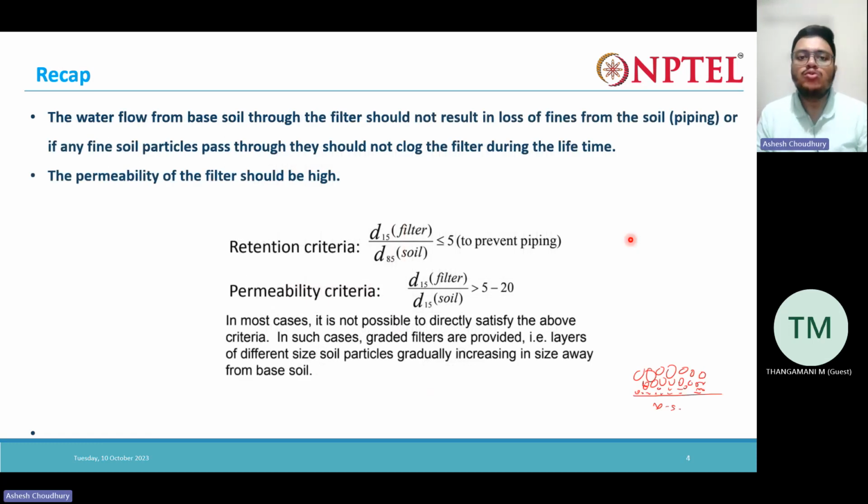So basically there are two segments of criteria, right? One is the retention criterion and another is the permeability criterion. So retention criteria of a filter actually prevents the piping of soil, that is the loss of soil, and the permeability criteria actually ensures that there will be proper flow of water to the filter. Okay.